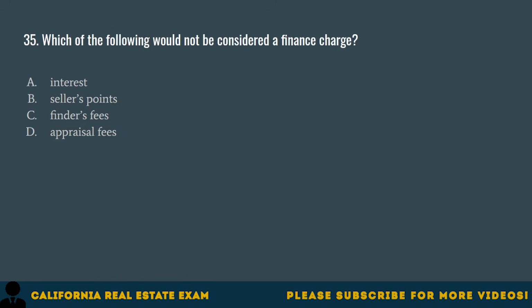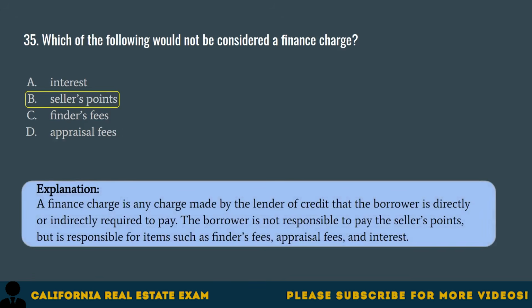Question 35. Which of the following would not be considered a finance charge? A. Interest. B. Seller's points. C. Finder's fees. D. Appraisal fees. The correct answer is B. Seller's points. A finance charge is any charge made by the lender of credit that the borrower is directly or indirectly required to pay. The borrower is not responsible to pay the seller's points, but is responsible for items such as finder's fees, appraisal fees, and interest.